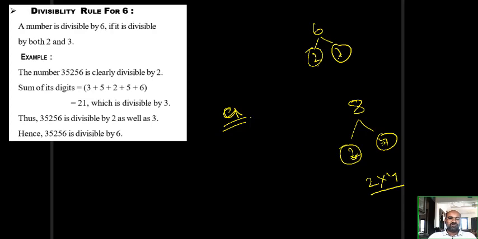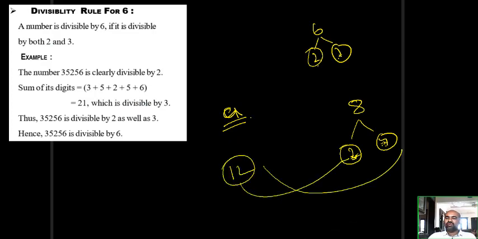We can give counter examples. For example, take the number 12. 12 is divisible by 2 and 12 is divisible by 4. So we can't say that 12 is divisible by 2 into 4, that is 8. 12 is not divisible by 8.